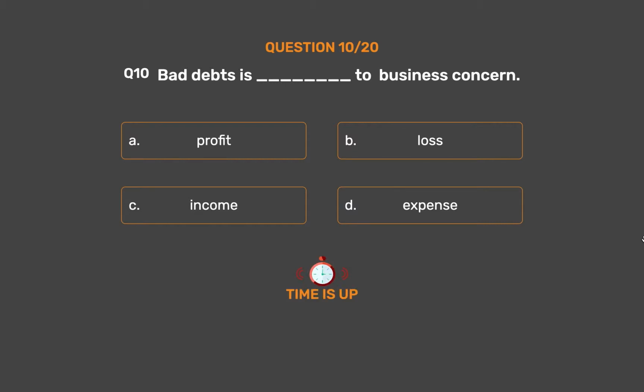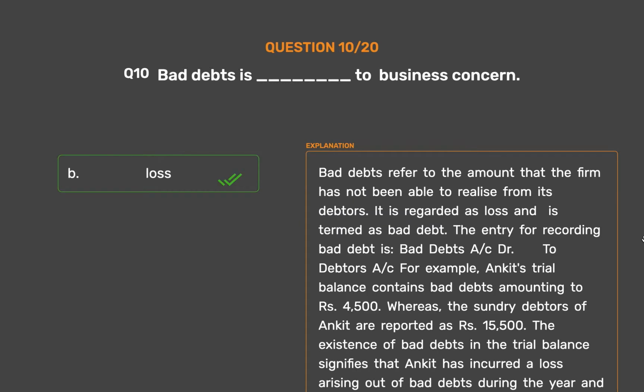The correct answer is option B, Loss. Bad debts refer to the amount that the firm has not been able to realize from its debtors. It is regarded as loss and is termed as bad debt. The entry for recording bad debt is Bad debts A/C debit to Debtors A/C. For example, Ankit's trial balance contains bad debts amounting to 4,500 rupees, whereas the sundry debtors of Ankit are reported as 15,500 rupees. The existence of bad debts in the trial balance signifies that Ankit has incurred a loss arising out of bad debts during the year and which has been already recorded in books of account.